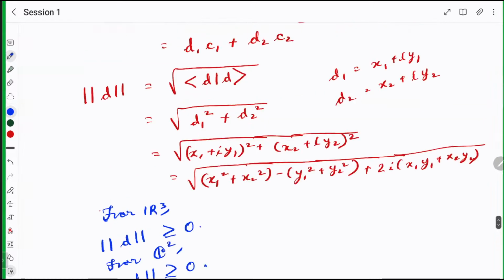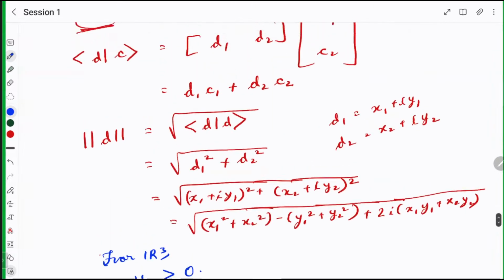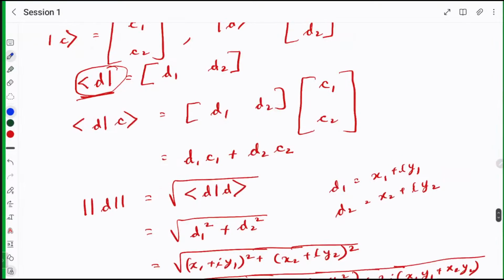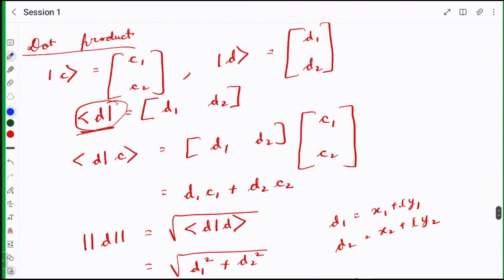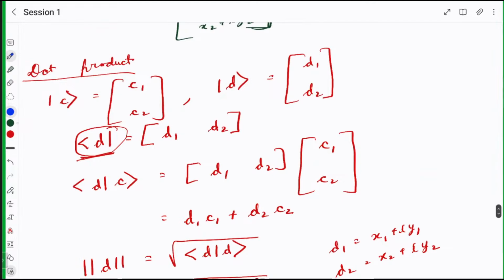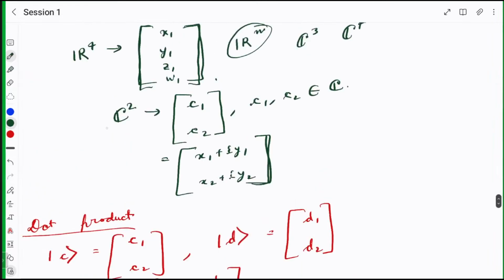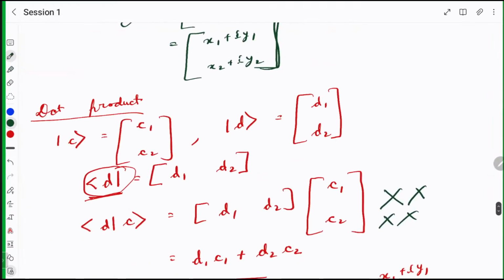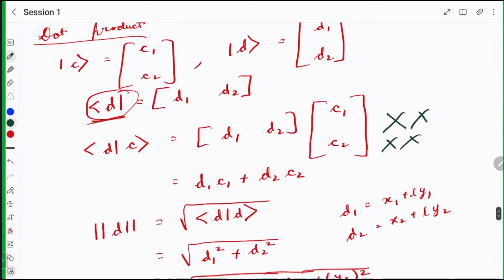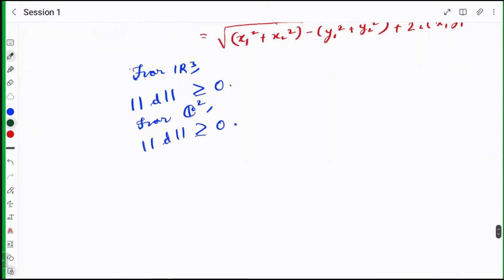But we see that if we define the dot product like this, then we cannot get that. So basically, this definition of dot product is wrong for the C2 space. We cannot define dot product like this. So instead, what we define is a generalization of dot product, which we call the inner product.